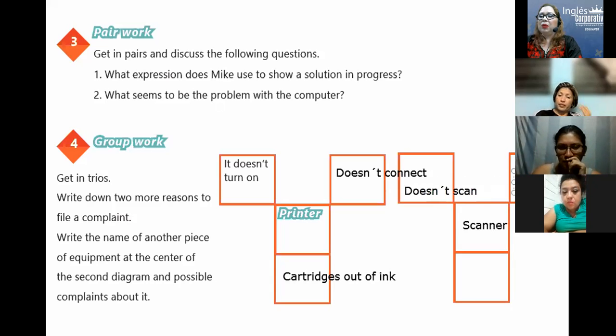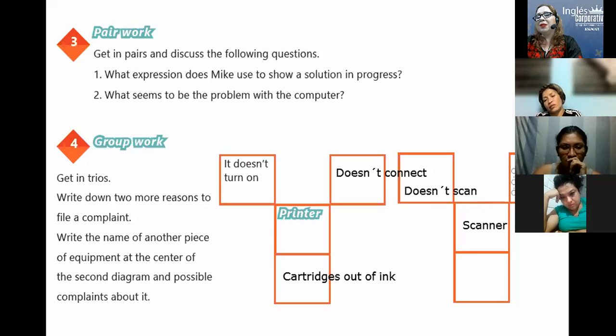What other problem can we have with scanners? The files crash. The file. Sufren error, los escáneres no se pueden abrir. Es cuando está desconfigurado más o menos. Con la imagen que se envía. Okay. Ajá. Podría ser también.